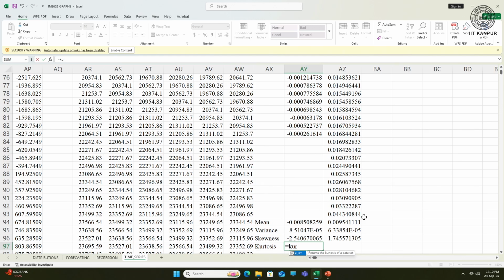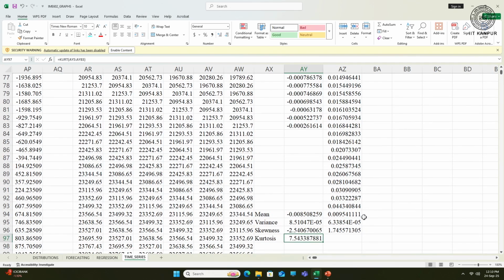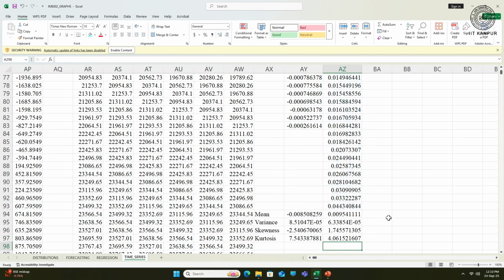Kurtosis, for this positive one comes out to be 4.0, and for the negative one is 7.54. So, kurtosis is basically the flatness. So, let me save these data at least and highlight them accordingly.